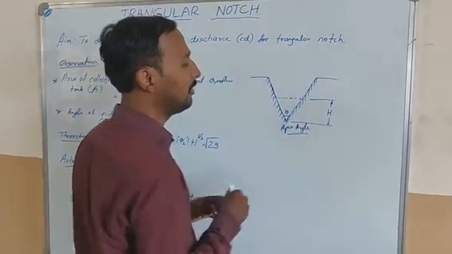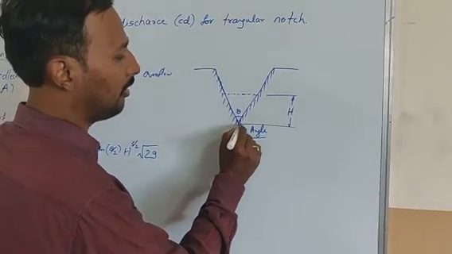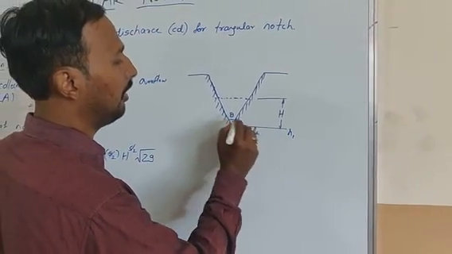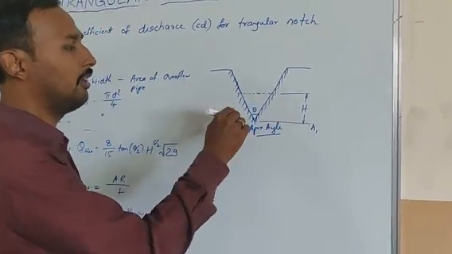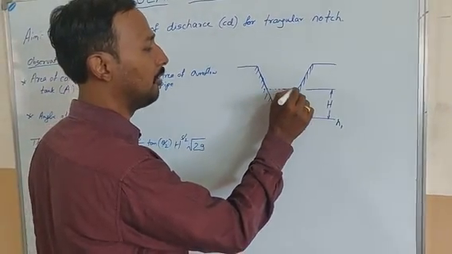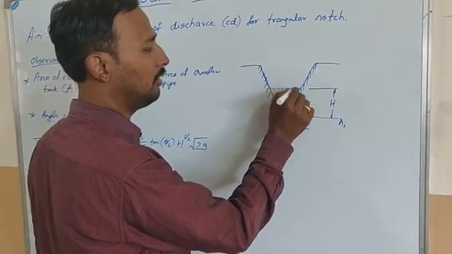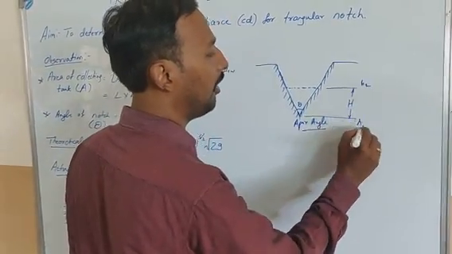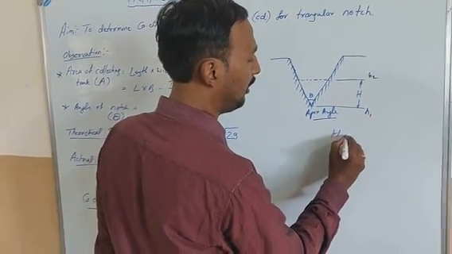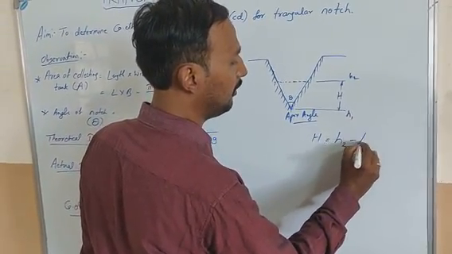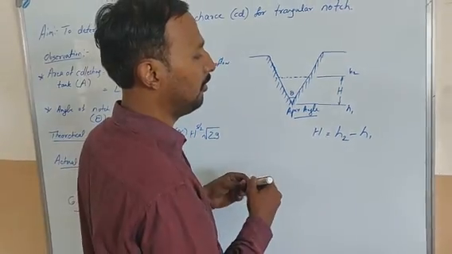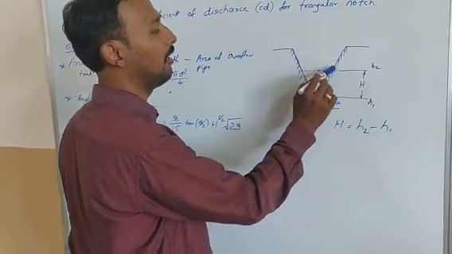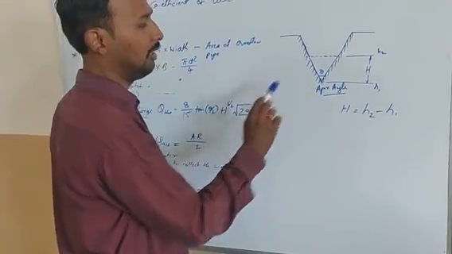H value. Here this is H1, the crest level, and afterwards when you flow the water, it rises up to this level. Assume that this level is the water flow level. That is called H2. Capital H is equal to H2 minus H1. You will take the reading of H1, the initial reading, and H2, the final reading. And this is the angle.